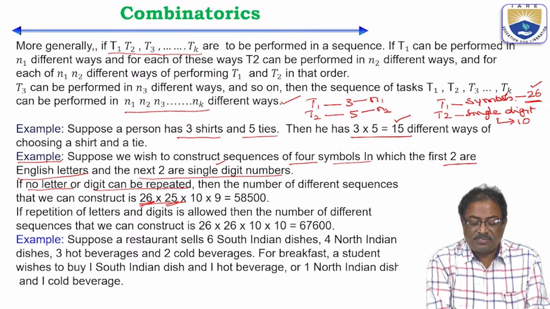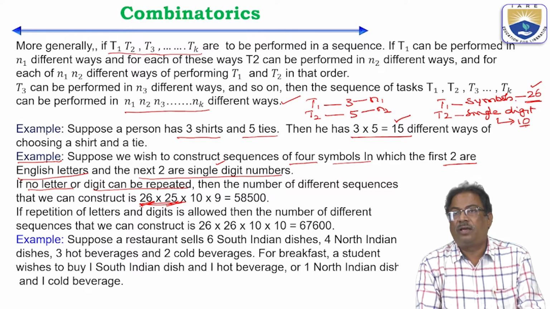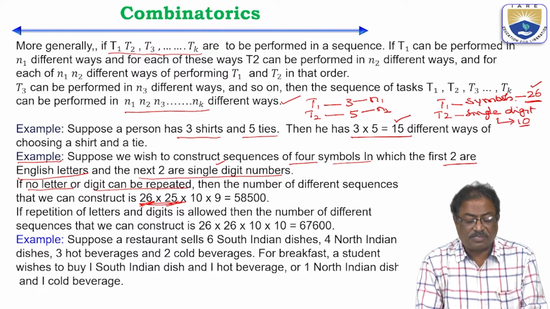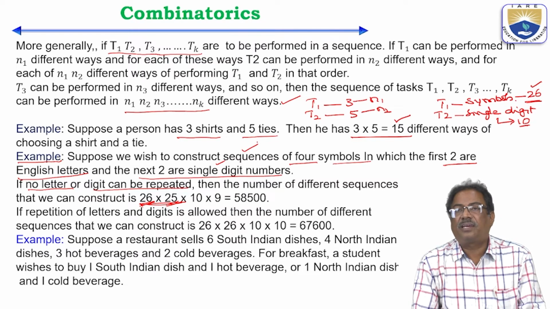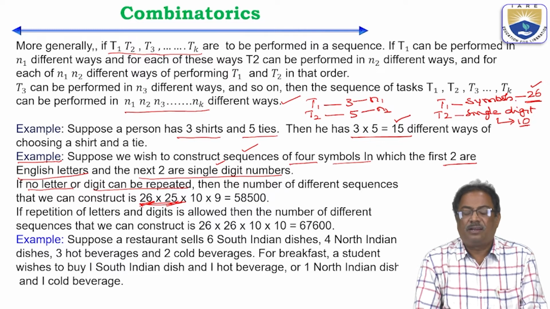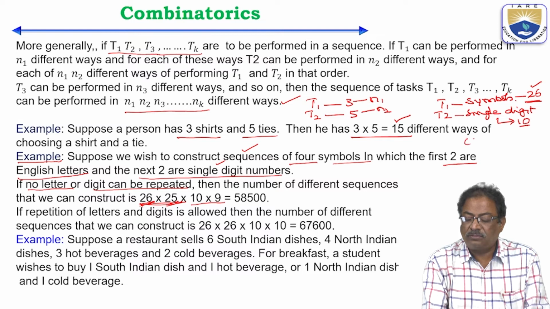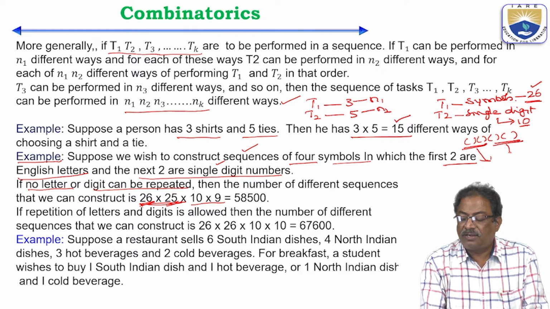And another one is digits. So here we are going to construct a 4-letter sequence, a 4 digit sequence, which consists of symbols as well as single digits. Here positions 1, 2, 3, 4: the first 2 are symbols, and the next two are the digits.